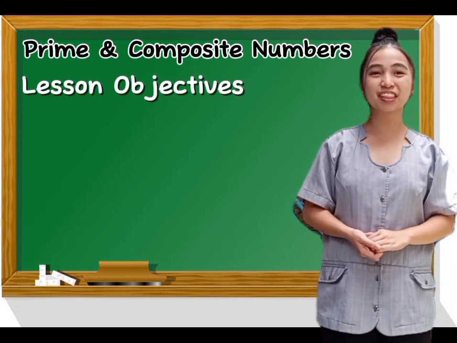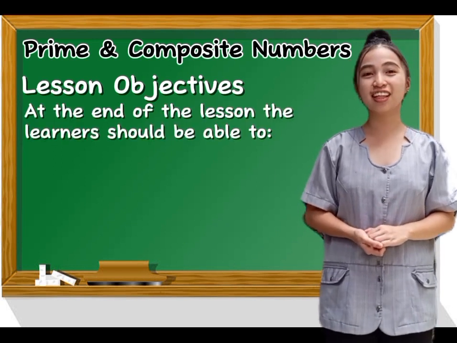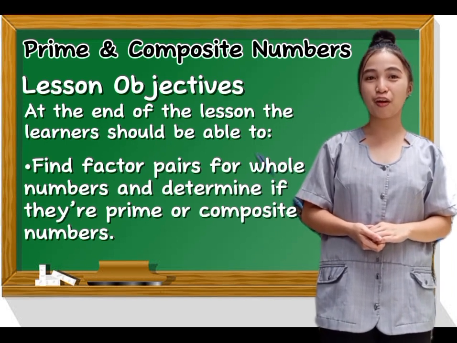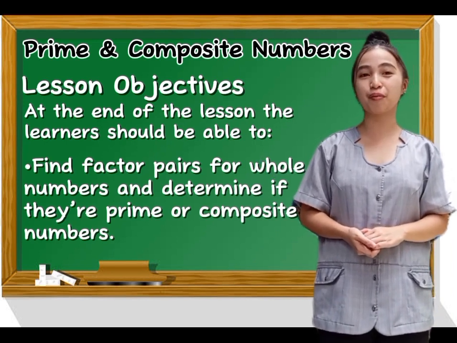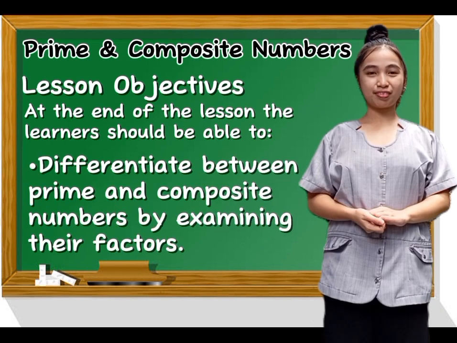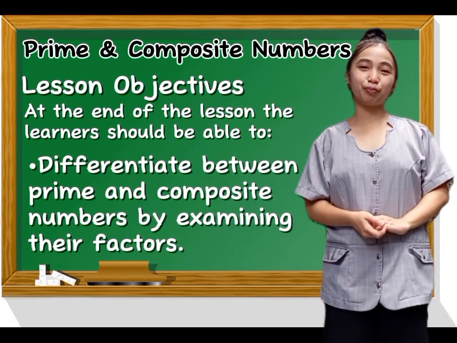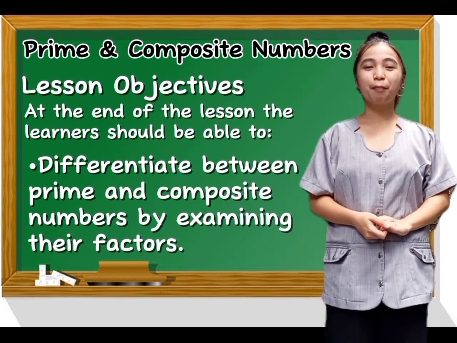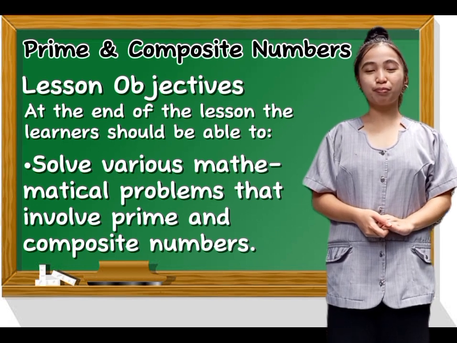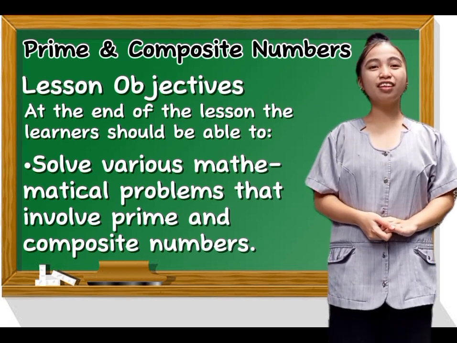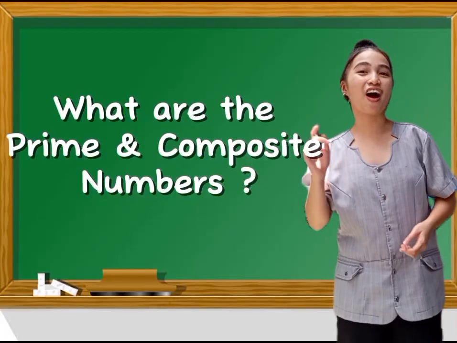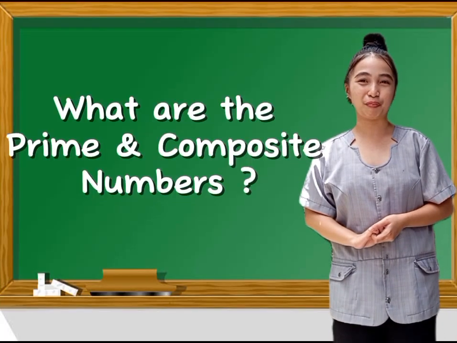Lesson objectives. At the end of the lesson, the learner should be able to find factors and pairs for whole numbers and determine if they are prime or composite numbers, differentiate between prime and composite numbers by examining their factors, and solve various mathematical problems that involve prime and composite numbers. What are the prime and composite numbers?